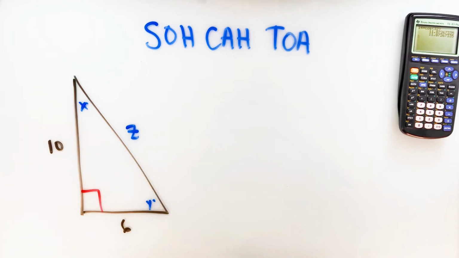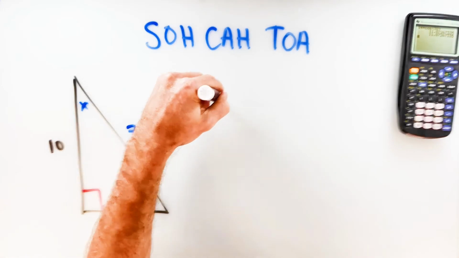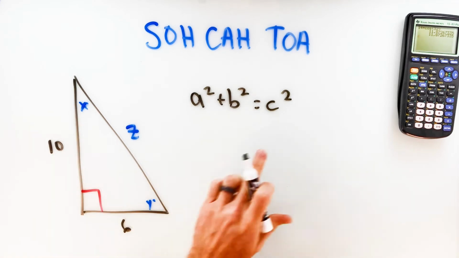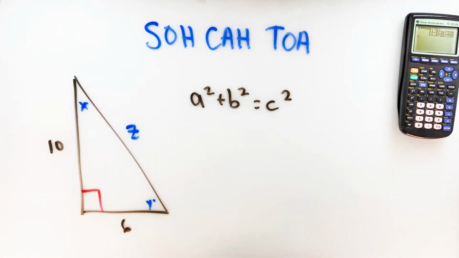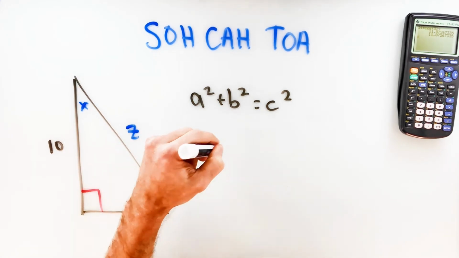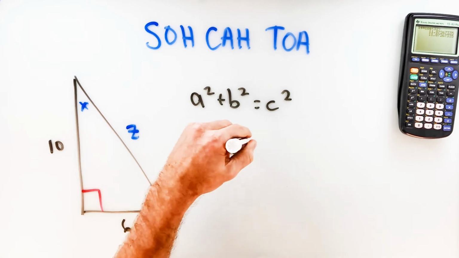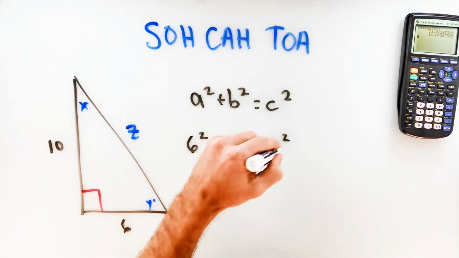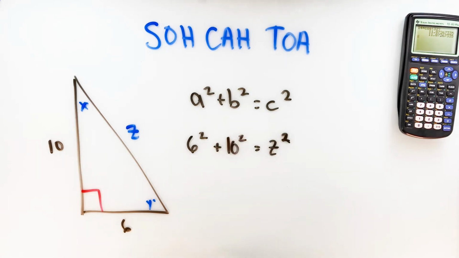So Pythagorean Theorem, which is just, again, a squared plus b squared equals c squared, where a and b are your two legs, c is your hypotenuse. This is going to be the quickest way, I think, to go about here. So a and b, doesn't matter which one is which. We'll say 6 squared for a squared, 10 squared for b squared, and then c, which is unknown, c squared, z squared.